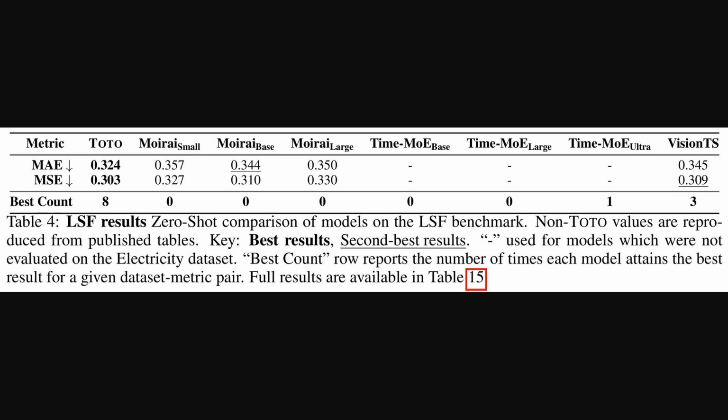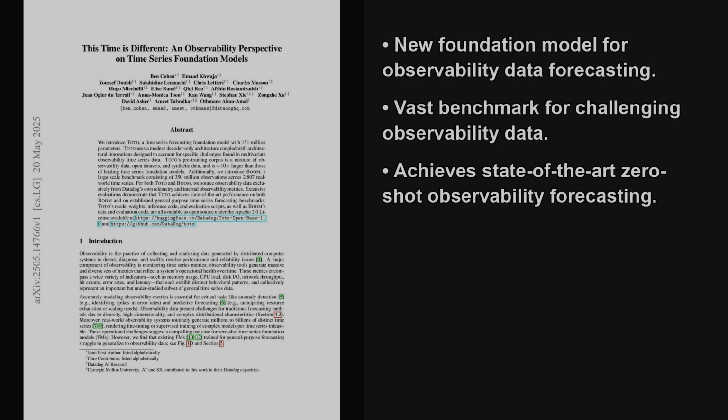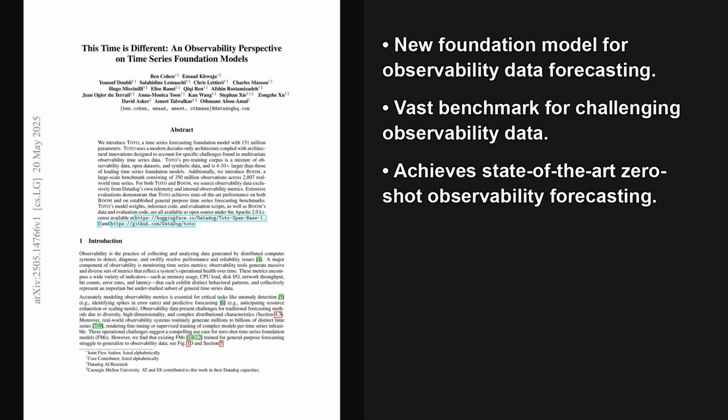So we've seen BOOM's scale. Now this shows TOTO's performance on another established benchmark, the long sequence forecasting, or LSF benchmark, in a zero-shot setting. This means models are tested without prior fine-tuning on this LSF data. We're looking at MAE, mean absolute error, and MSE, mean squared error, where lower scores are better for both. TOTO achieves the lowest MAE at 0.324 and the lowest MSE at 0.303. The best count row also indicates TOTO had the top score on 8 different metric comparisons, significantly outperforming others here. TOTO's strong performance on LSF, even in a zero-shot setting, really underscores the power of its observability-driven design.